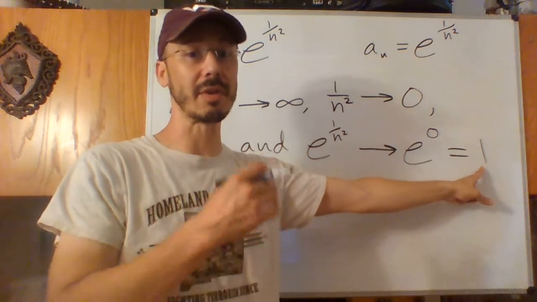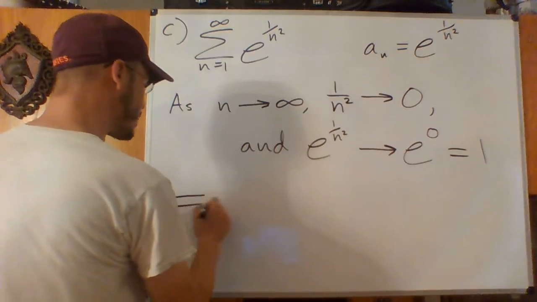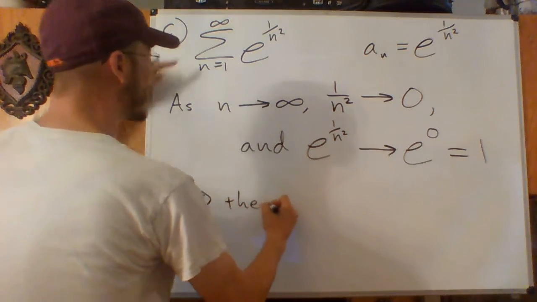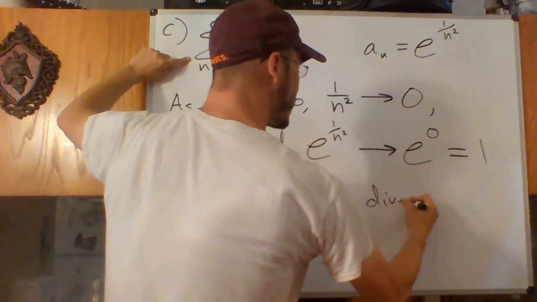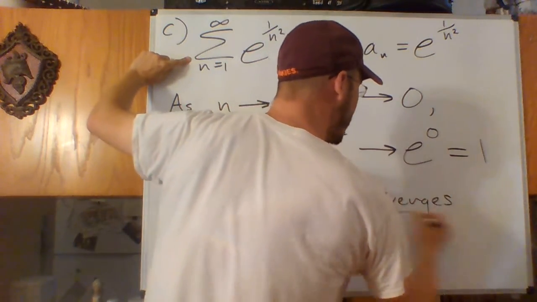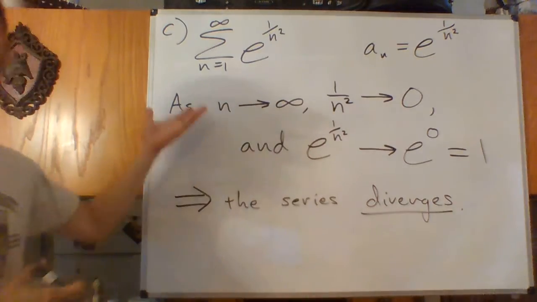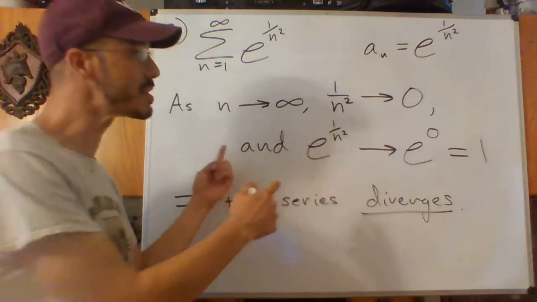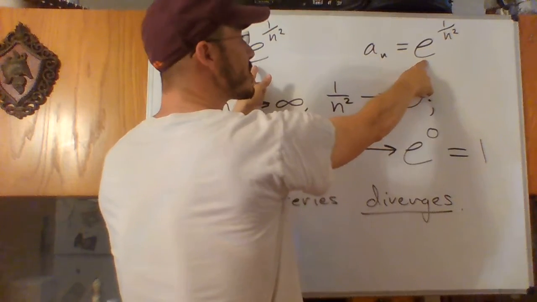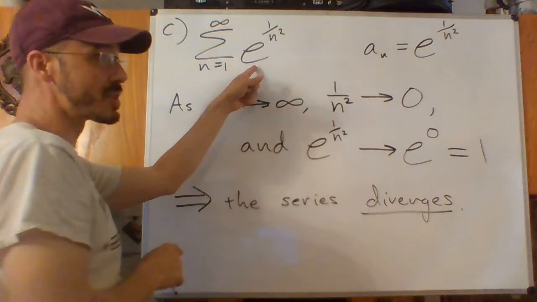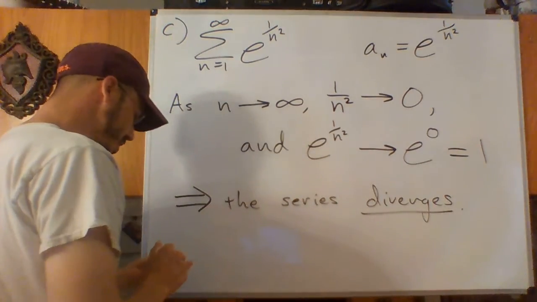That's the important thing. If they're not approaching 0, this implies that the series diverges. And that's my answer. It diverges by the divergence test, because the terms of the series don't go to 0, so the series diverges.